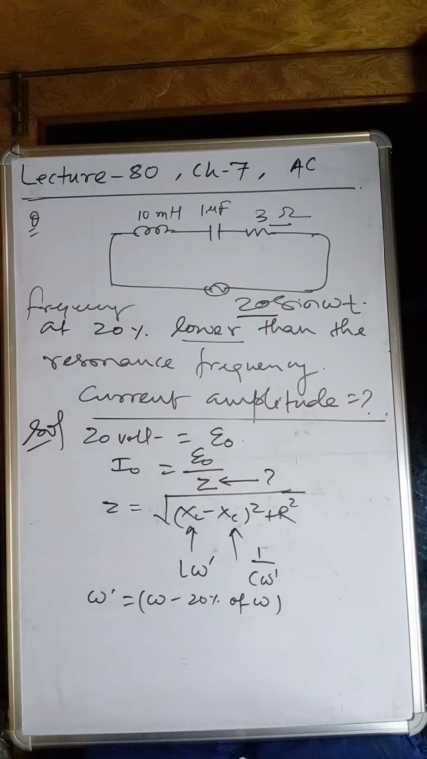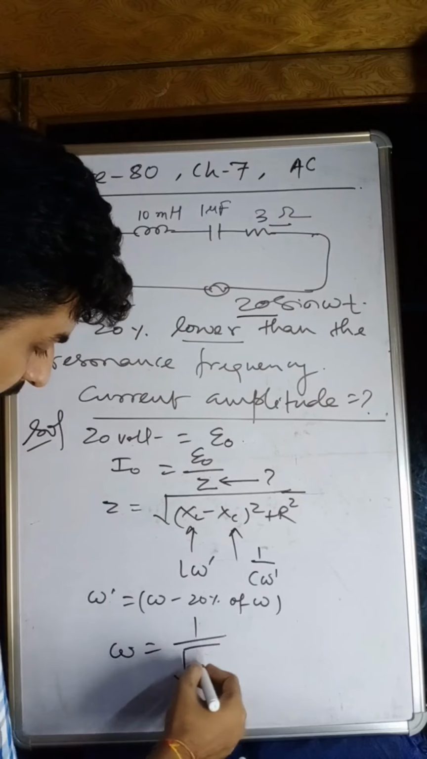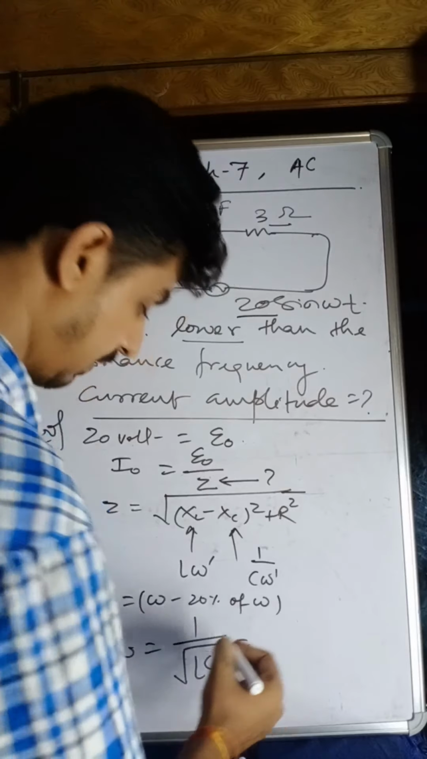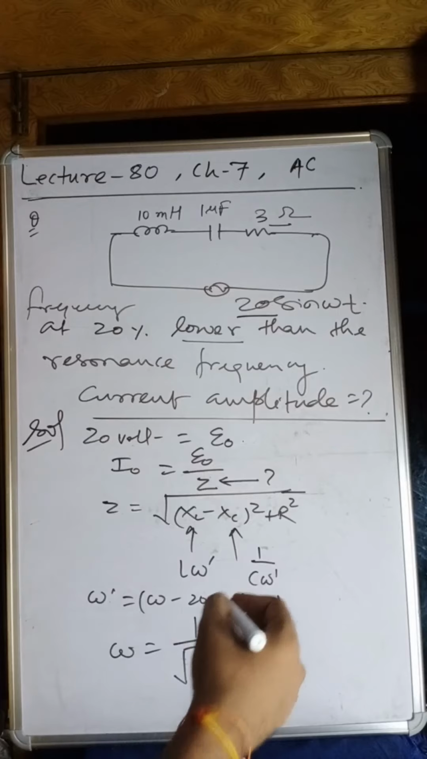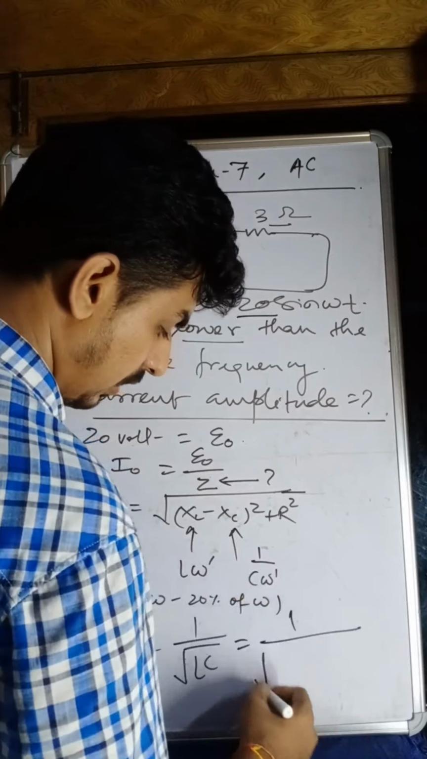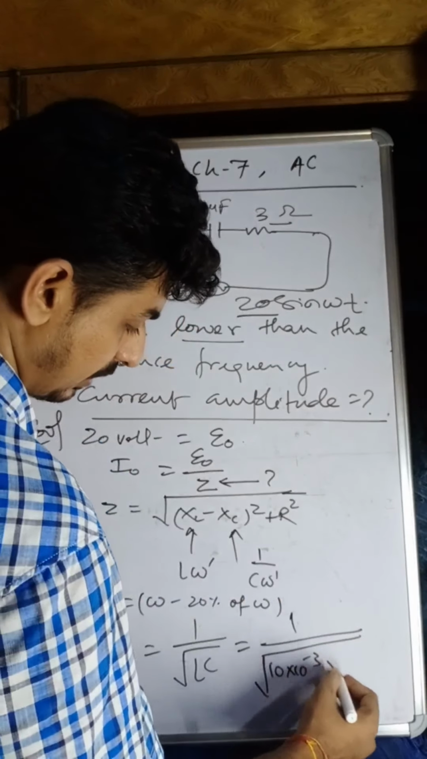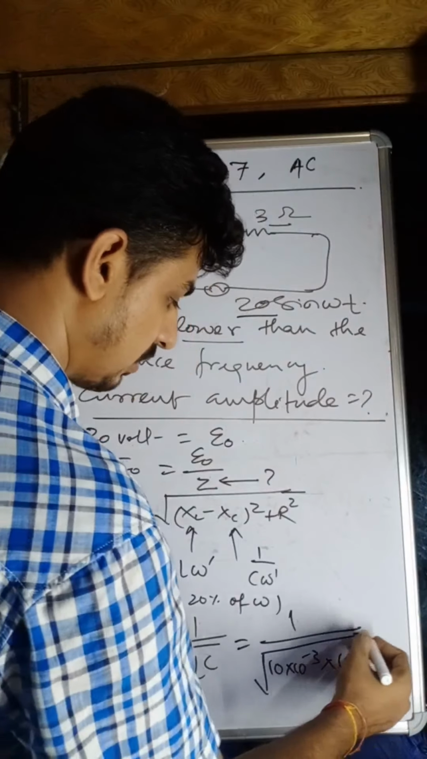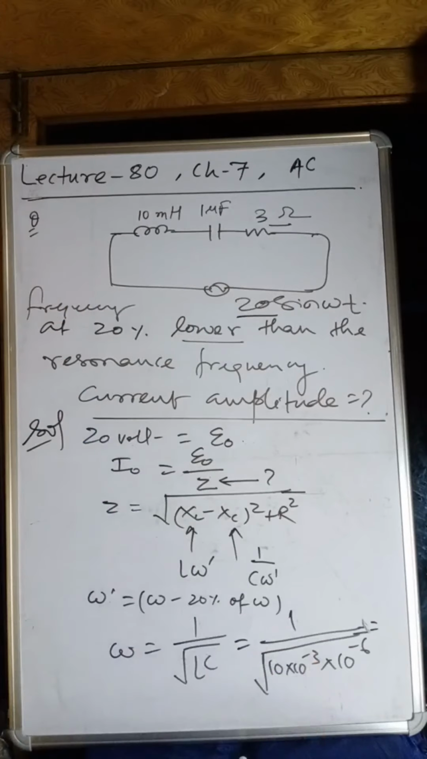So to find the omega, we know that omega is 1 by root under LC. Yes, am I right? And this can be calculated as we are having the value of L and C. So 1 by root under L, it is 10 into 10 to the power minus 3, and C is 10 to the power minus 6. Altogether, after the calculation, you will get 10 to the power minus 3.